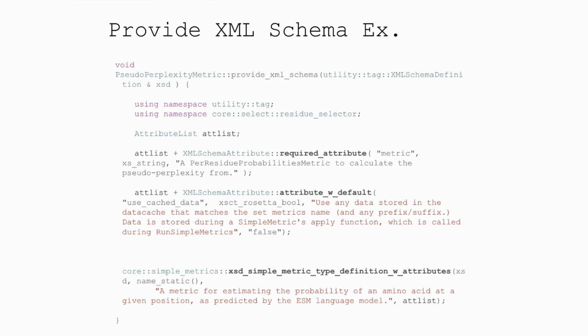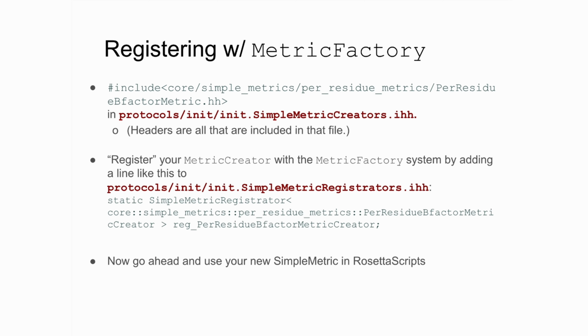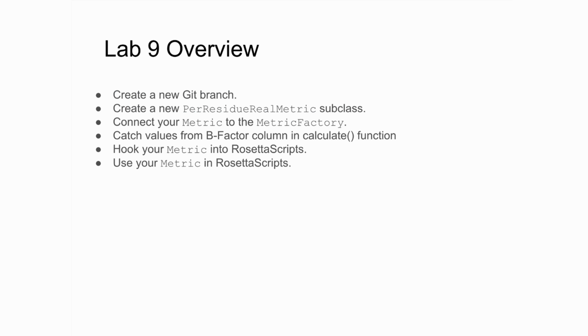Very similar, with your provide XML schema, and then providing all your attribute list, and then using the function to provide the general XML schema. All right, and then again registering with the SimpleMetric factory, very similar to what you did for the mover. And so that's lab 9.